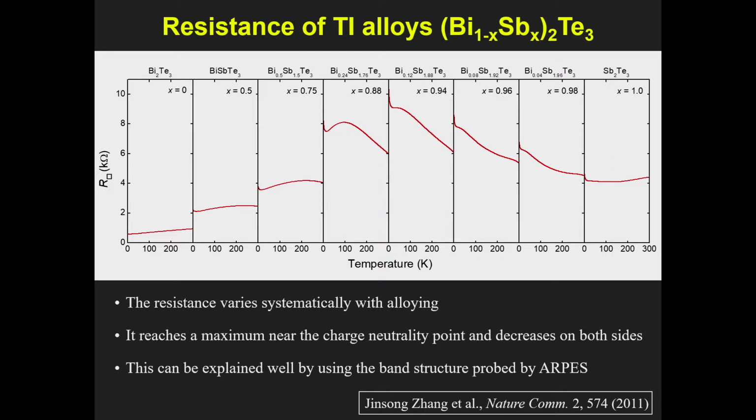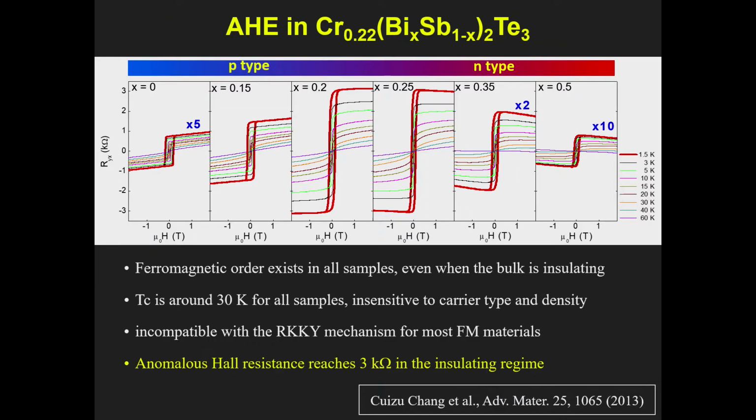Then what about the ferromagnetic order? Then we try to dope with chromium. Actually, we tried several different kinds of doping. Turns out chromium works the best. When we dope chromium into this alloy, luckily, we can see ferromagnetic order across the full phase diagram, not only in pure phase bismuth telluride and antimony telluride, but also in this insulating regime.